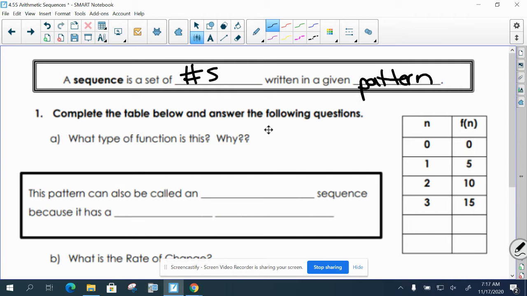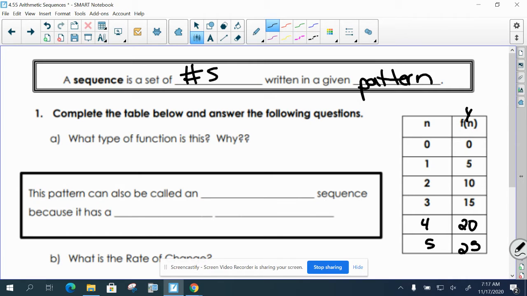Complete the table below and answer the following questions. So if your n goes from 0 and then down to 3, the next one would be 4 and 5. And then in the f of n, the y, goes 0, 5, 10. So you're adding 5 each time. So this would be 20 and 25. So complete the table below.